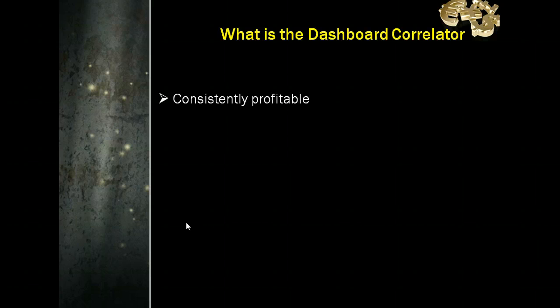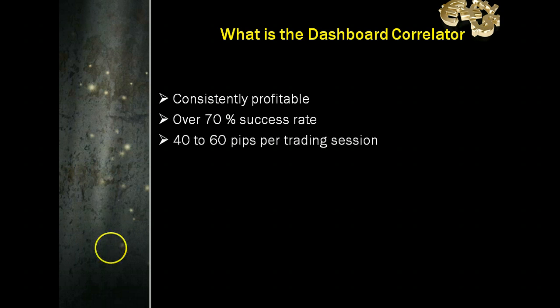So it's consistently profitable. Over the years we found that it has a success rate of over 70%, and on any given day trading you should be able to look at putting out between 40 to 60 pips per trading session. Low risk and drawdown, and this is obviously dependent on your money management.